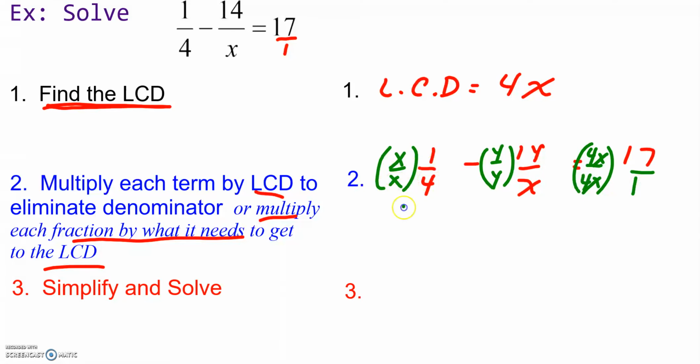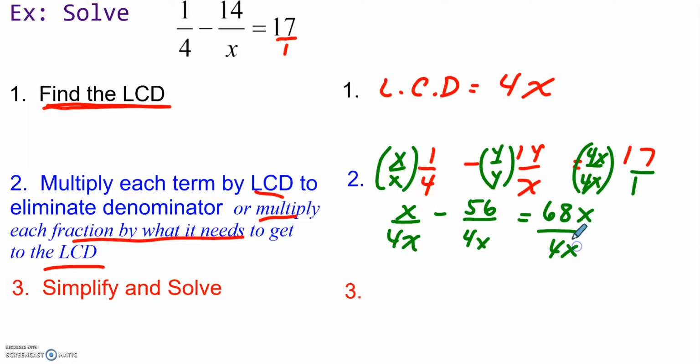This can really become x over 4x minus 4 times 14 is 56, so 56 over 4x equals 17 times 4 is 68x over 4x. Notice now that all three of these have the same denominator, which is what you want. When you multiply it out, these three should match. What I would do at this point is go back to this idea about multiplying each term by the LCD.